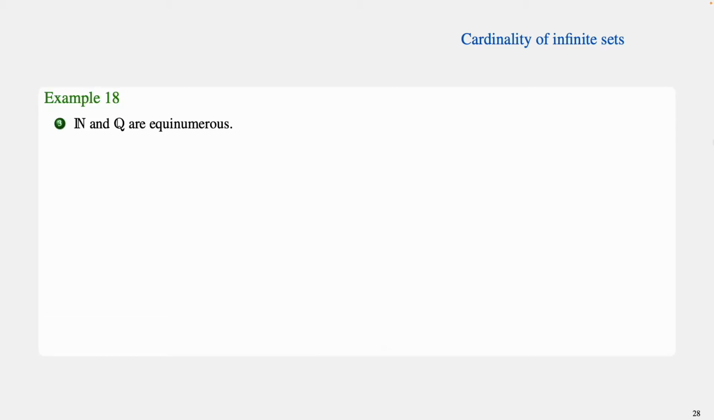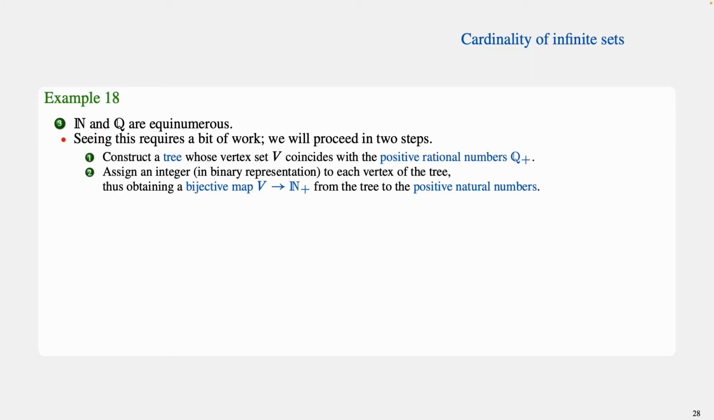The next example is perhaps rather surprising. Here we have that the natural numbers and the rational numbers are in fact equinumerous. So we can find a bijective map from the set of natural numbers into the set of fractions. But to see this is actually quite a bit of work. So we will proceed in 2 steps that each for its own is actually quite involved. So first we will construct a tree, so an abstract tree structure whose vertex set coincides with the positive rational numbers, which I denote by Q+.